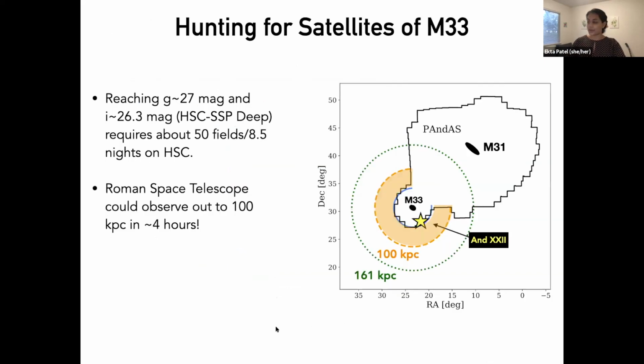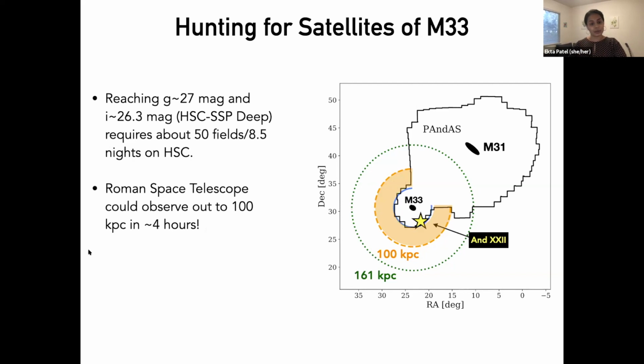So the next step, of course, would be to go out and look for these, because we don't have coverage in the regions necessary to complete this survey out to 100 kiloparsecs where some of those satellites might be. Here are some statistics for what it would require to survey this area in this orange annulus around M33's halo. From the ground, you would need something like a week's worth of observations on wide field imagers like Hyper Suprime-Cam on the Subaru telescope, which, if you are familiar with Hyper Suprime-Cam, is not easy to come by. From space in the future with the Roman Space Telescope, one could survey this entire region in something like 4 hours. That doesn't include overheads. Nevertheless, it's an impressive difference from the Hyper Suprime-Cam numbers.